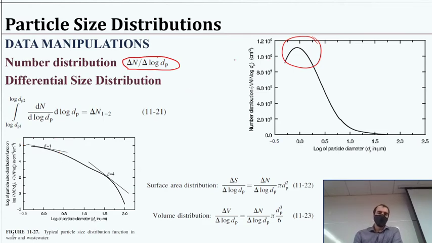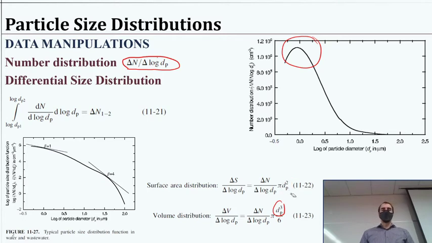And so when we take a look at the actual number concentration per log of the diameter, we can get this function here. So we can do the same thing with surface area or volume. If we did surface area, we could say the distribution is the change in the surface area per the change in that log of diameter. We can then transform that and get that as a function of the diameter and compare that to the volume distribution as a function of the diameter.